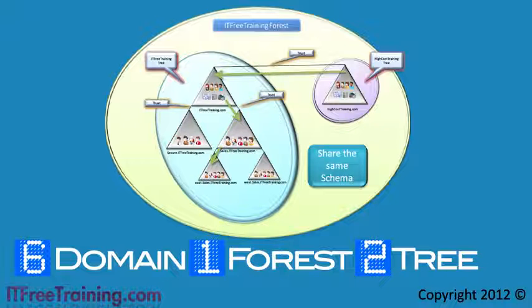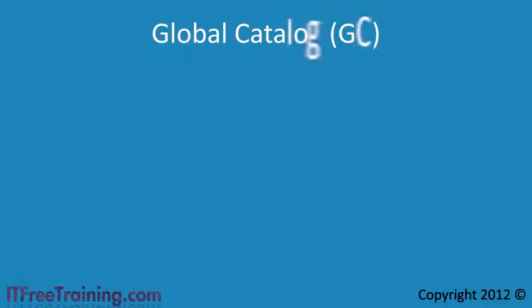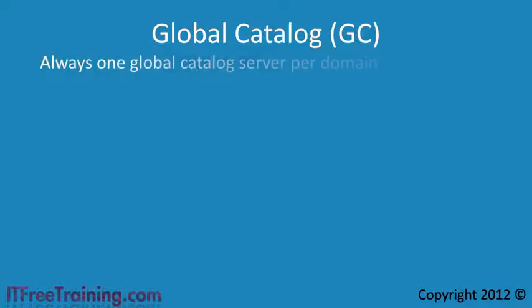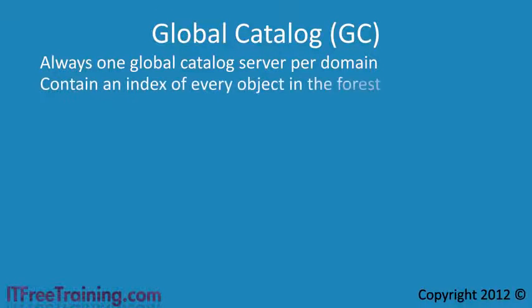This brings up the question, how does one find items in the forest? In order to find items in a forest, you need an index. In any Active Directory forest, there will be servers that provide an index for all items in the forest. These are called global catalog servers. There is at least one global catalog server per domain. Global catalog servers, or GCs, contain an index of every object in the forest. This is not a full copy of the object, but enough to allow a user to perform a search.